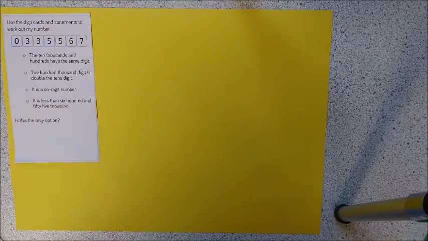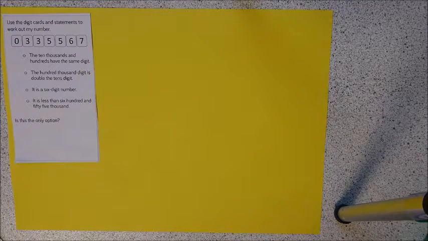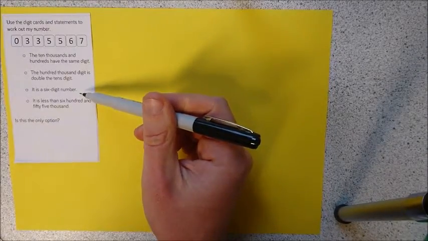Okay, time's up. So let's have a look and see what you should have done. The first thing we need to do is think about which rules we can look at first and try and do them in an order that makes sense. The one I'm going to pick out is it's a six-digit number, because that tells us an awful lot.